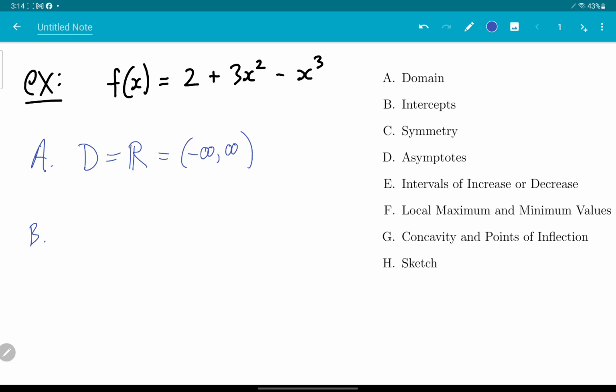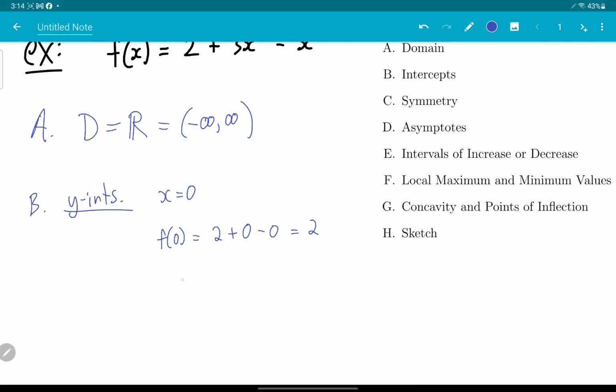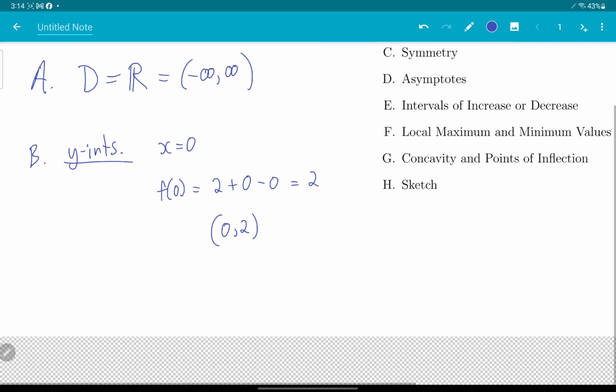Intercepts. Okay, the y-intercept. Well, to find it, you set x equal to 0, and you see what you get. So f of 0 is going to be 2 plus 0 minus 0, so 2. So this is the point (0, 2).